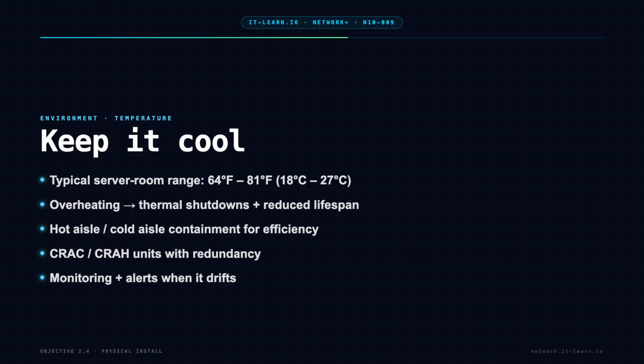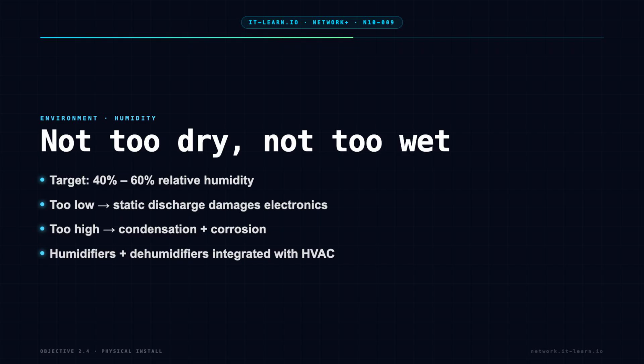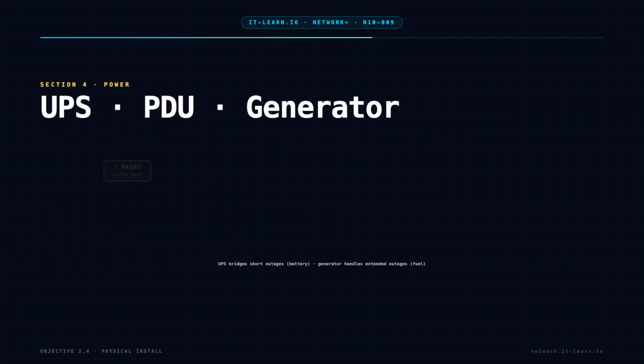Humidity must also be controlled. Low humidity increases the risk of electrostatic discharge, which can damage equipment. High humidity can cause condensation, leading to corrosion and short circuits. The recommended humidity range is 40 to 60%.